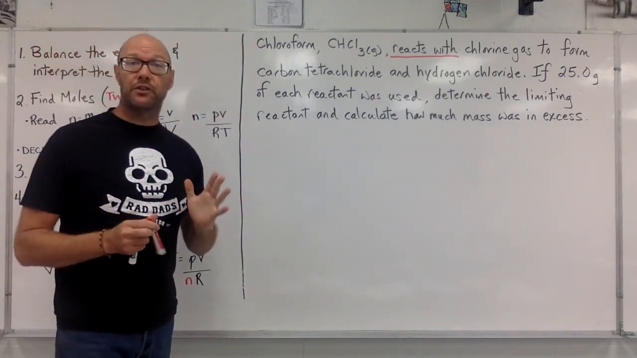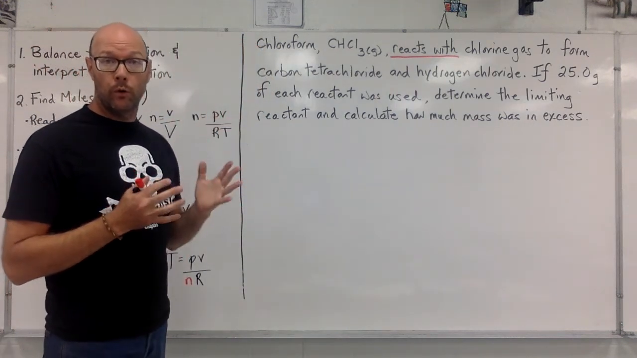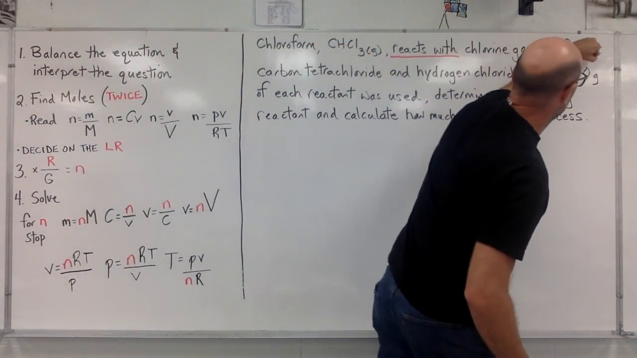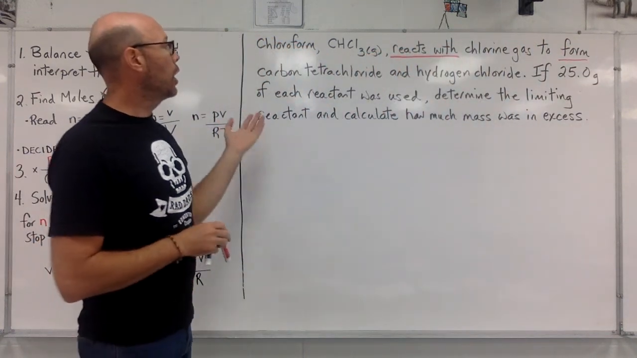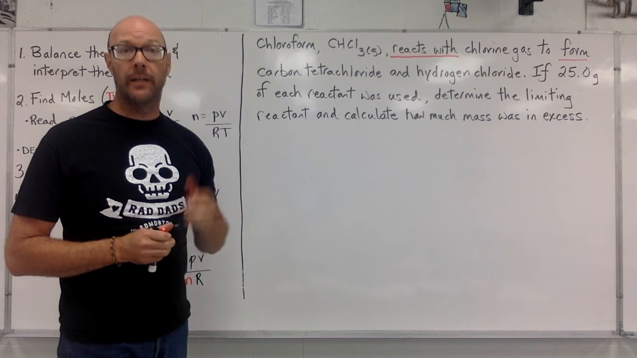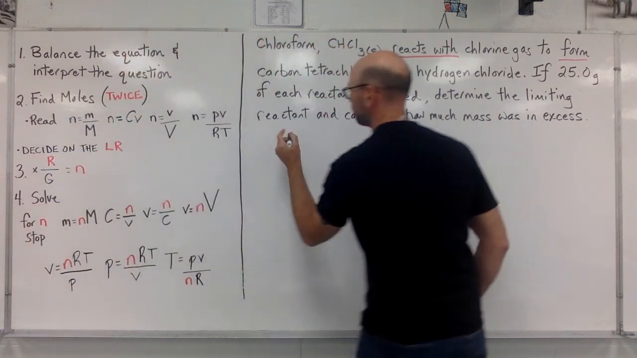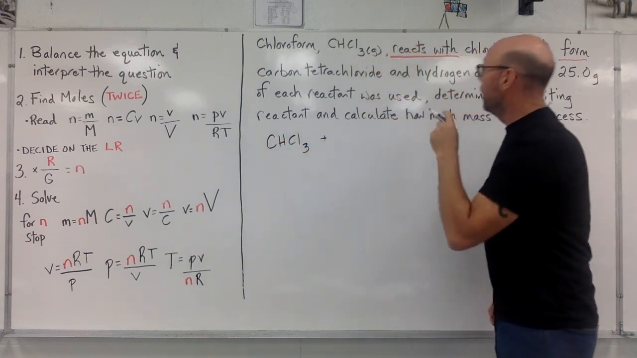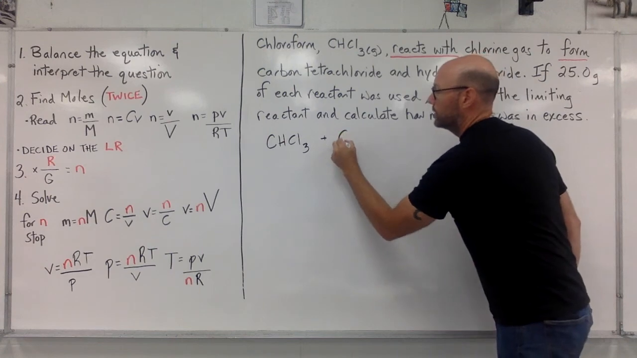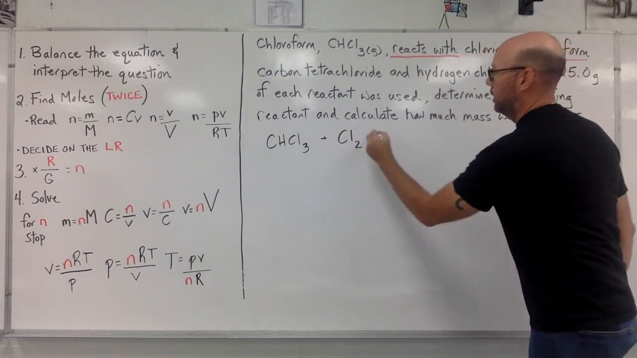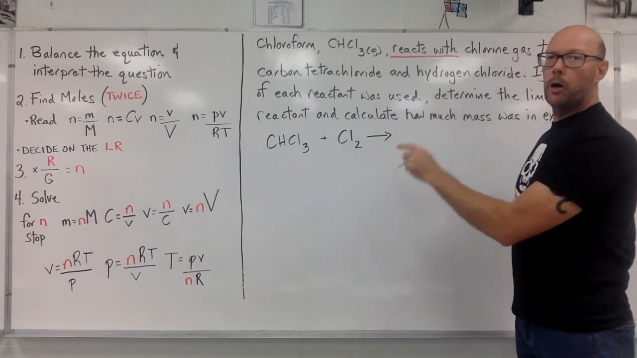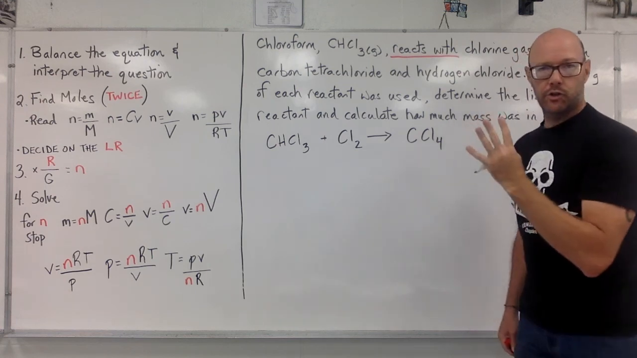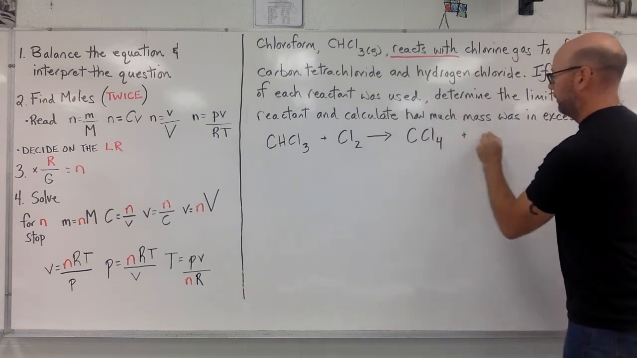It's pretty explicit in the first sentence. CHCl3, chloroform, reacts with chlorine gas to form, there's a keyword, to produce carbon tetrachloride and hydrogen chloride. Let's get the reaction down. CHCl3 reacts with chlorine gas. Chlorine's diatomic, it's Cl2. To produce carbon tetrachloride, CCl4, tetra means 4, and hydrogen chloride.